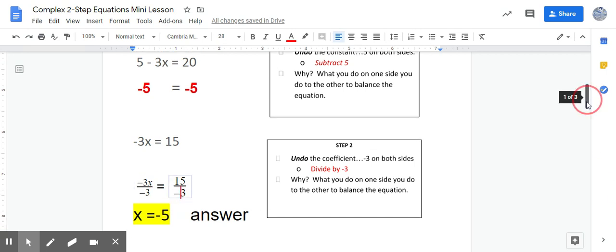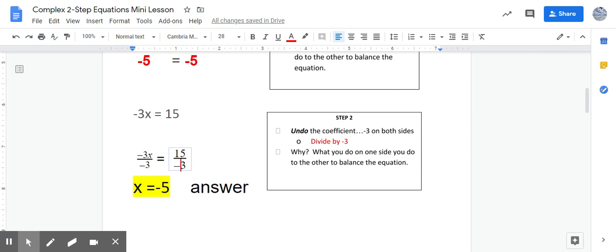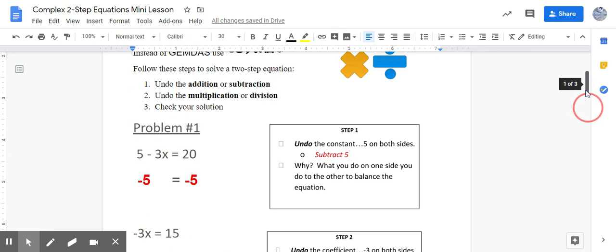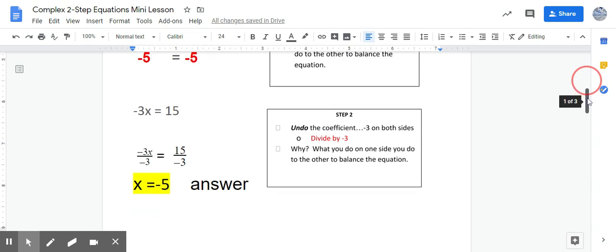Remember, what you do on one side of the equation, you would do on the other side as well. You can simply substitute that answer, which is -5, and basically substitute it here in this spot. And we can review that by looking at the lesson from Monday on using substitution using Desmos.